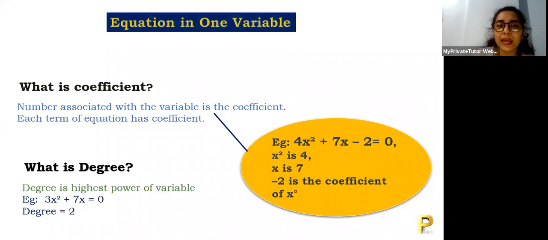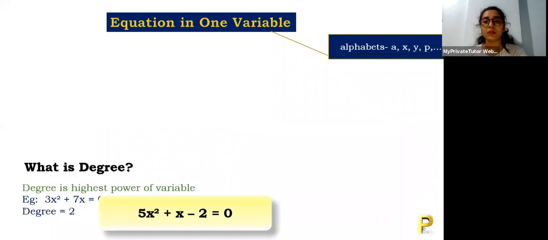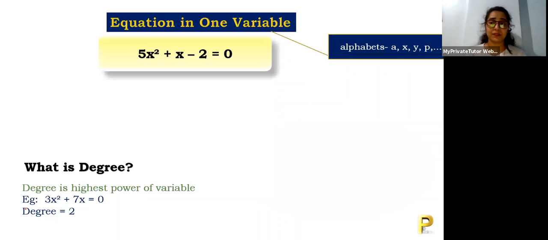Okay, so we have equation in one variable. Now what does that mean? This sounds quite similar to polynomial in one variable as well. So you might have studied in your previous standard what is a polynomial in one variable. Let's learn what is an equation in one variable. So variables, I've already told you, are alphabets, that is any alphabet from A to Z. So let's take this example, that is 5x squared plus x minus 2 is equal to 0. So you can see this is an equation, right? So variable means what? It is an alphabet.